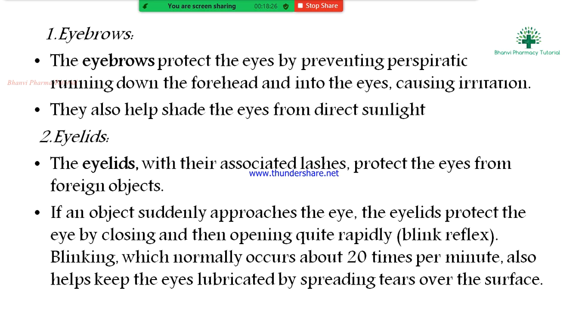If any object suddenly approaches the eye, or any light rays pass directly into your eye, the eyelids protect the eye by closing and then opening quite rapidly. This is the blink reflex. When light from an LED or other lights passes directly into the eye, the eyelids blink. That is a natural process. Blinking normally occurs about 20 times per minute.